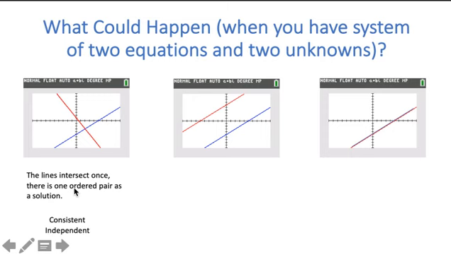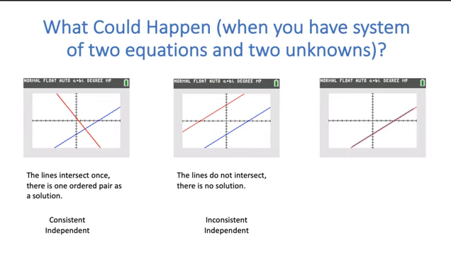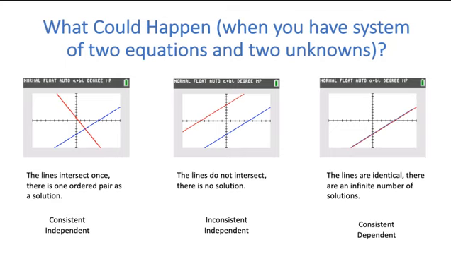We say this system is consistent and independent. When the lines do not meet, they do not intersect, there is no solution. We say this system is inconsistent and independent. And when the lines are exactly the same, there are an infinite number of solutions. And we say that this system is consistent and the equations are dependent.